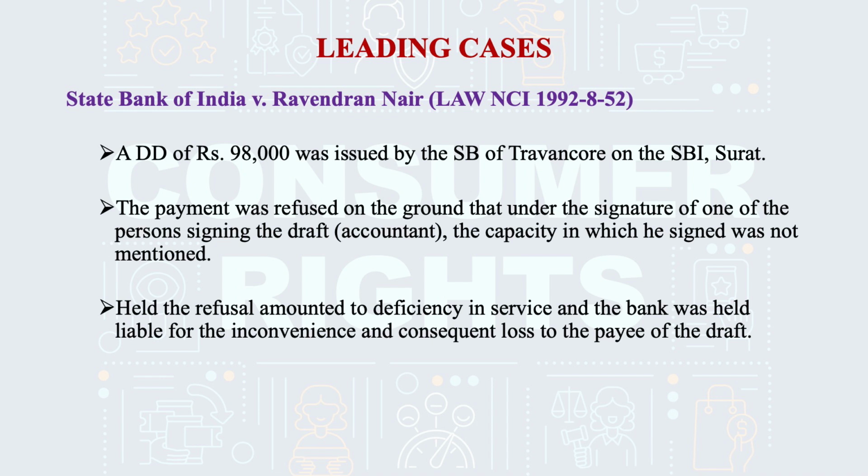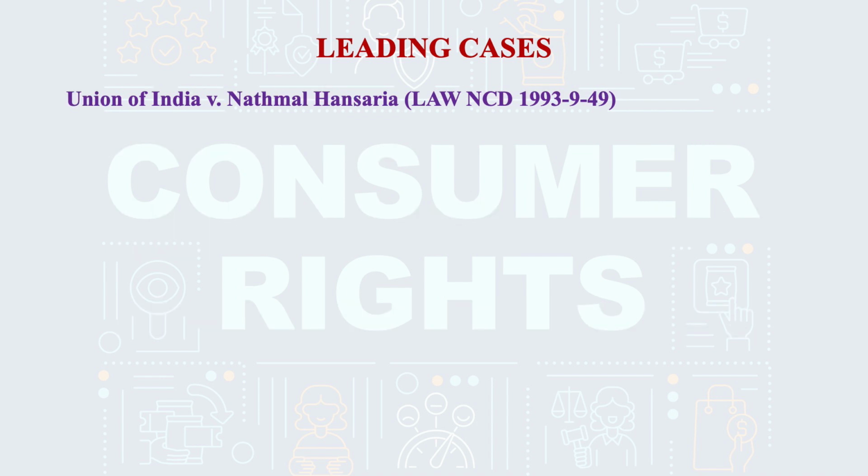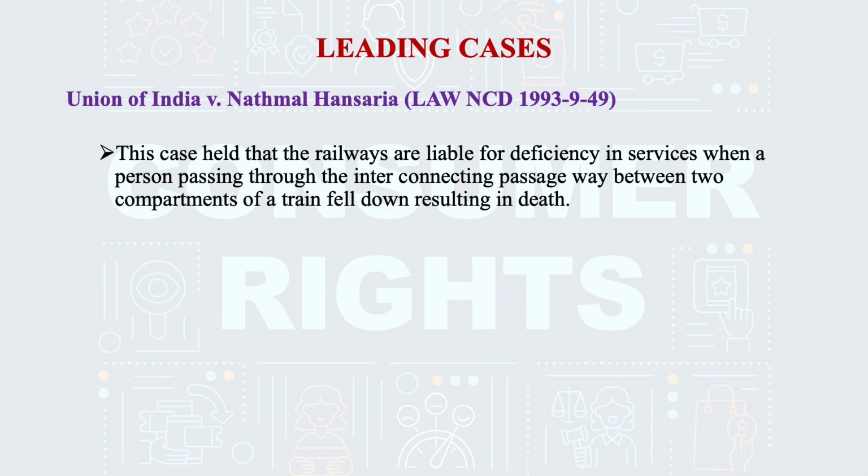Now we will move to another case, Union of India versus Nathal SRS, reported in the year 1993. In this case, it was held that the railways are liable for deficient services when a person passing through the interconnecting passage between two compartments of a train fell down, resulting in his death. Trains have several compartments, and there is a passage to move from one compartment to another. In this particular case, that connecting passage was not maintained properly. With the result, there was a big hole, and the person fell down while trying to move to another coach, and he died ultimately. So therefore, the railway was held liable and responsible in this case.